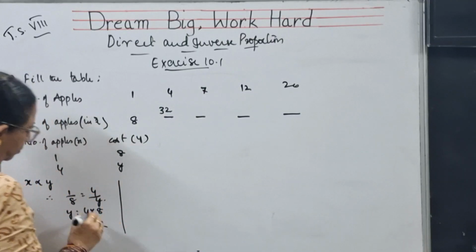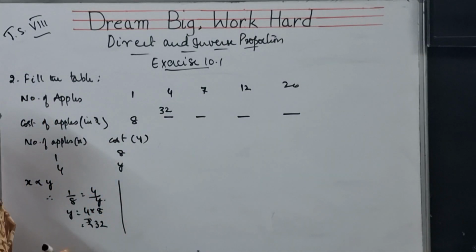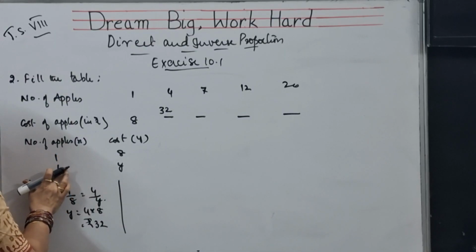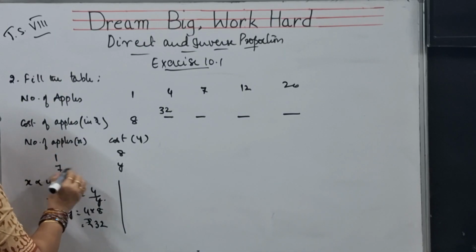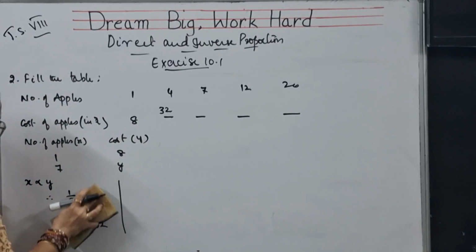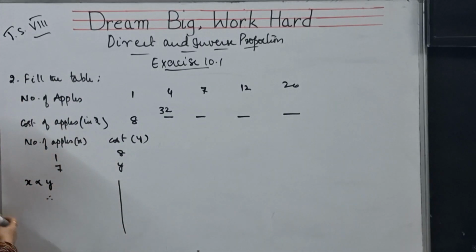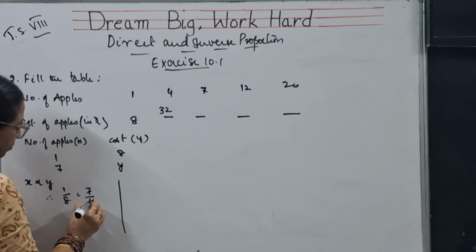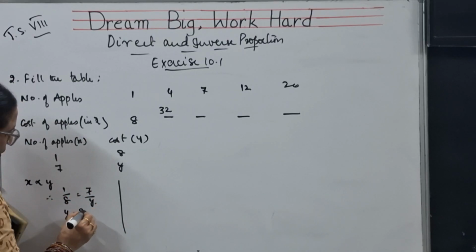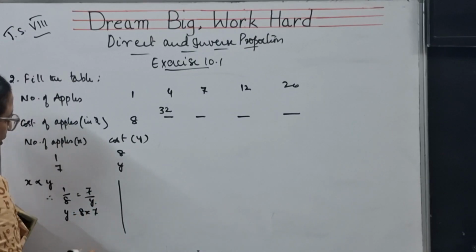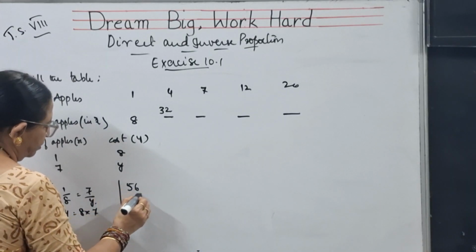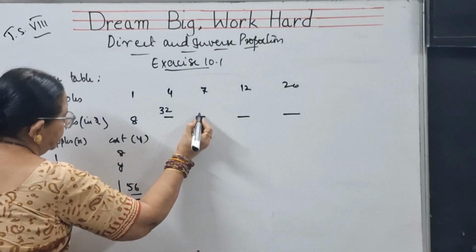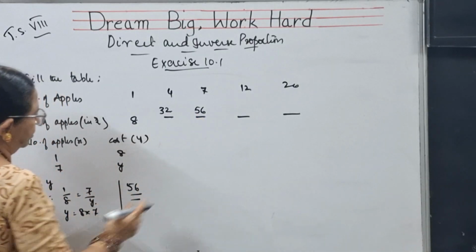So the same ratio we will be following for 7. 7 means, see here you have got 4. Instead of 4, if you write 7, you are going to get 1 by 8 is equal to 7 by y. So y is equal to 8 into 7. 7 8s are 56. So 7 apples means 56 rupees.